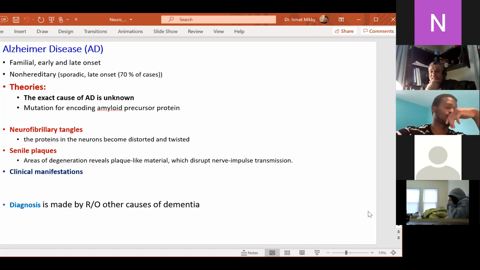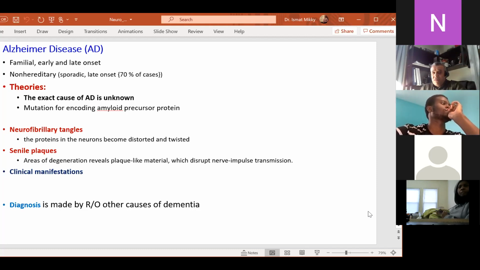So the Alzheimer's disease, and sometimes we call it, if the patient is demented with Alzheimer's, and then with dementia, we'll say Alzheimer's dementia. So we can identify that dementia is related to the Alzheimer's disease. The mutations for encoding amyloid precursor protein are one of the theories that try to explain the cause of dementia, even though we know that the exact cause is unknown.